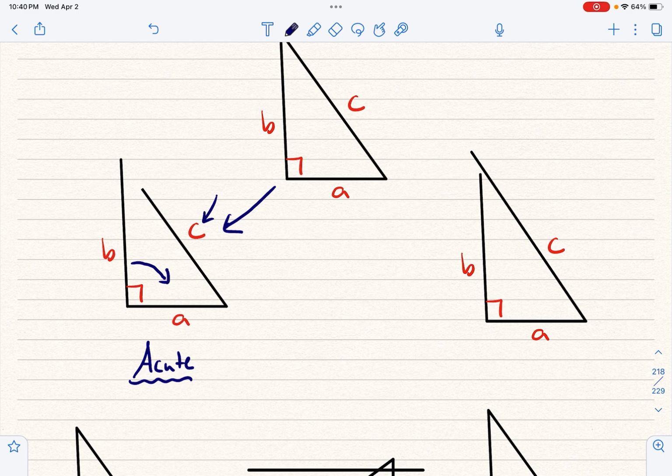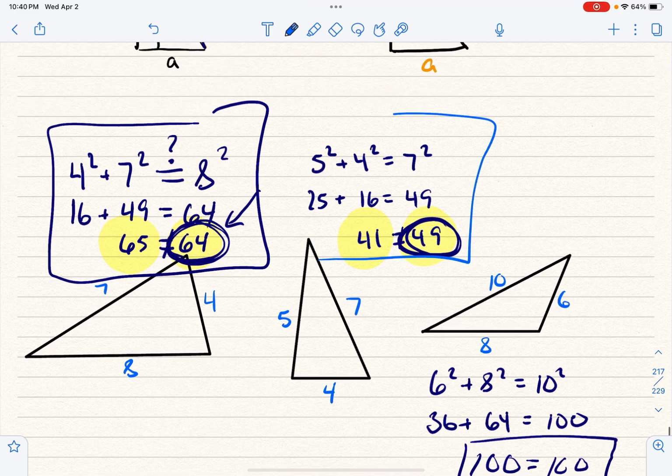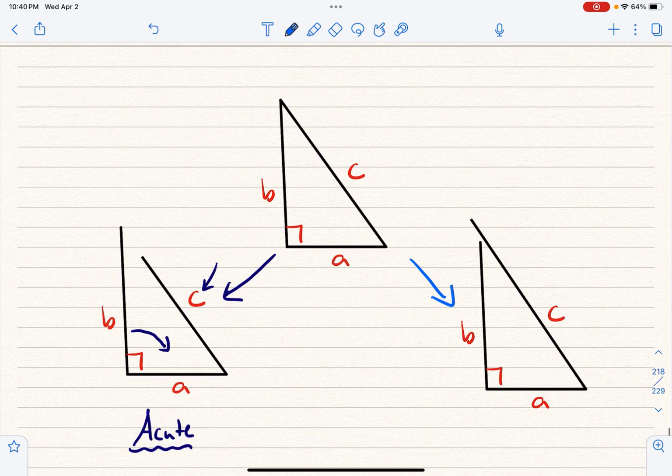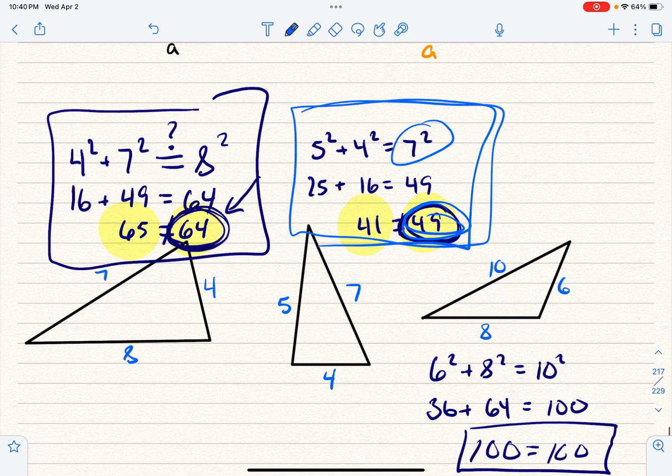Now let's think about it the other way. What if the hypotenuse is too big? That would be like this situation right here. Here, the number that was all by itself was 49. That one's way too big. So what would happen there? Well, now you can see I'd have to open this angle up bigger than 90. So if the hypotenuse is too big, then this must be an obtuse triangle. So when you're doing this, if the numbers are not equal and the number that's all by itself was too big, then this must be obtuse.